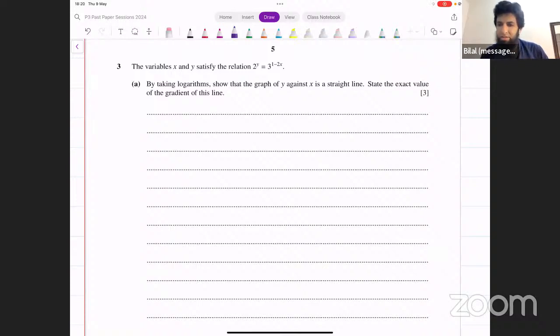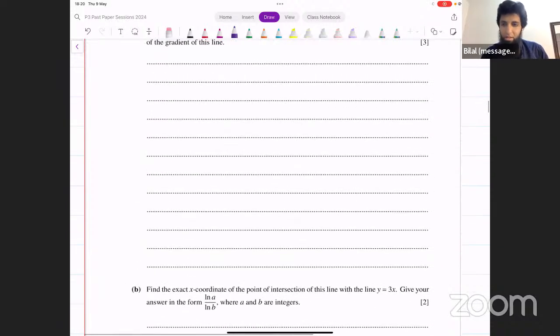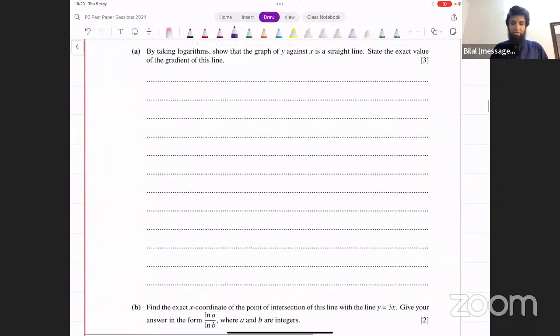Did you ask about this linear law question? Why? Okay. Is that a very straightforward concept? Okay. So for some reason, you guys are asking about question number 3 from this paper. Let's have a look at this.